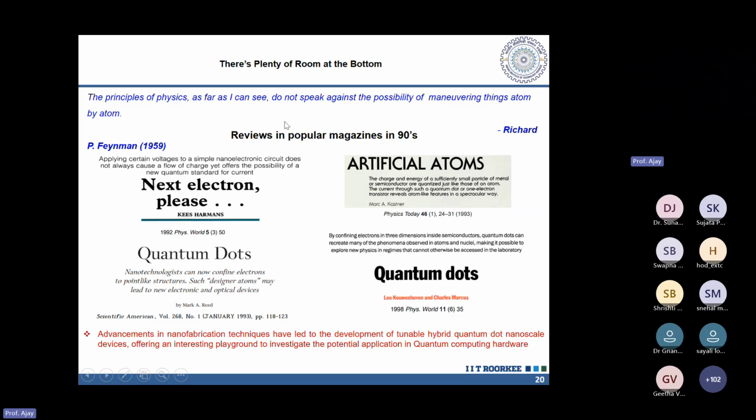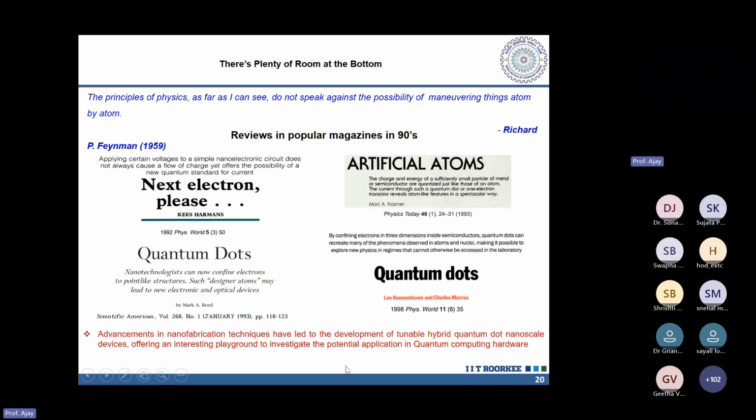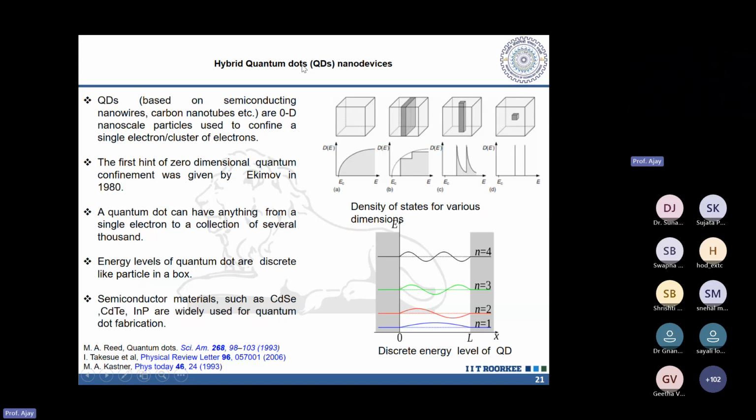So this can be done by some nanostructure. It was basically predicted by Feynman that you can have quantum dots, which are just like artificial atoms because they have discrete energy states, and these quantum dots can be used to develop tunable hybrid quantum dot devices, based on the Josephson tunneling, and they can be used for quantum hardware, superconducting quantum dots. So how does the physics go? You have a quantum dot, and you understand it's going from 3D to 2D to 1D and to just a dot.